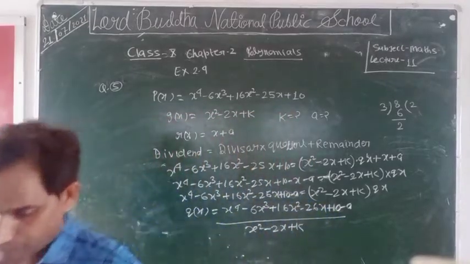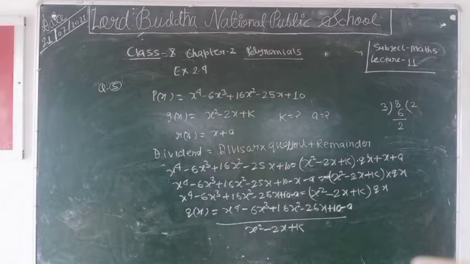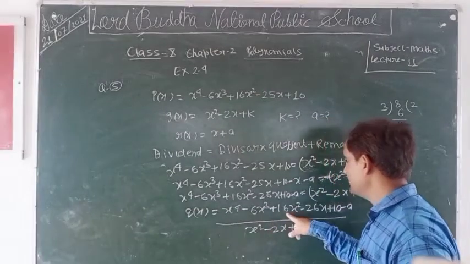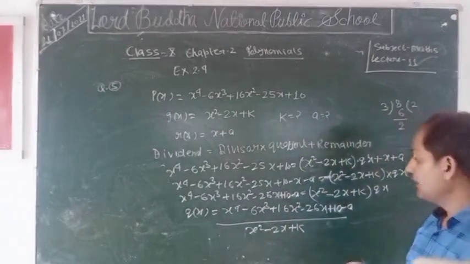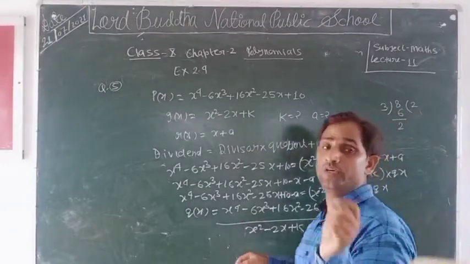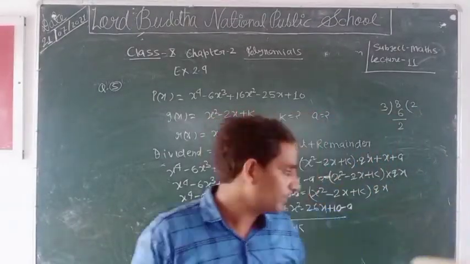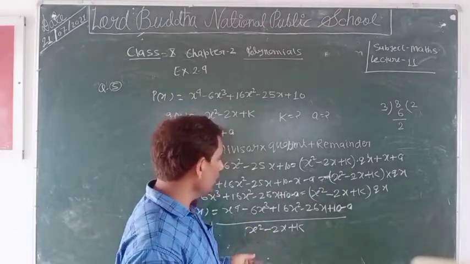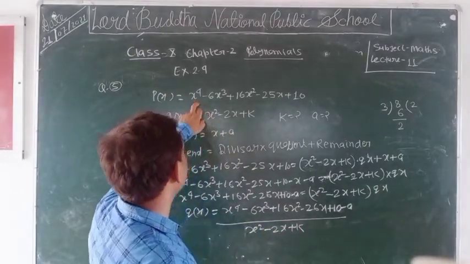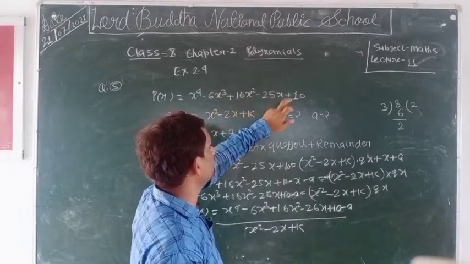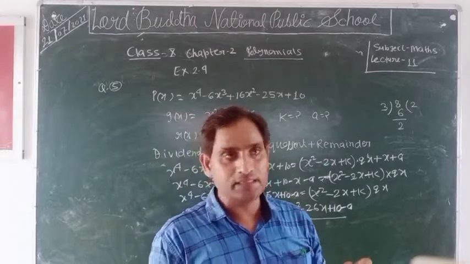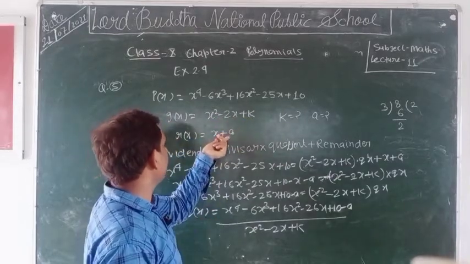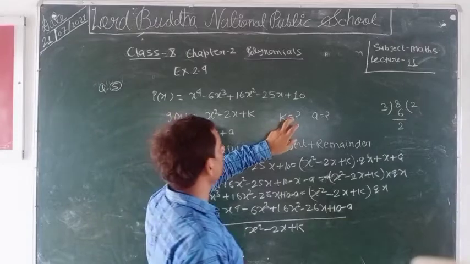Now we divide this polynomial by this polynomial and the remainder which comes we equate with 0. Our question was: x power 4 minus 6x cube plus 16x square minus 25x plus 10, this polynomial is to be divided by x square minus 2x plus k. The remainder is x plus a. We had to find out the values of k and a.